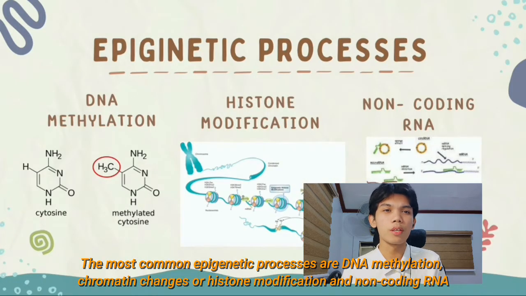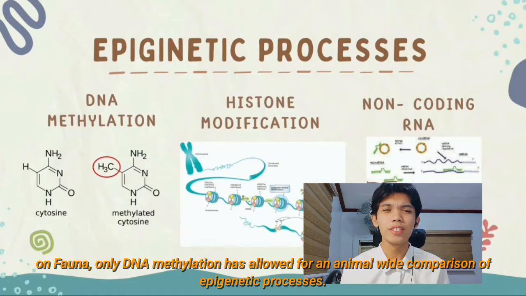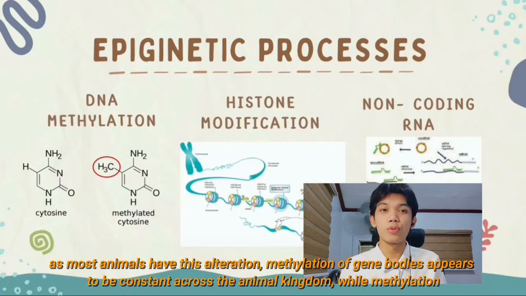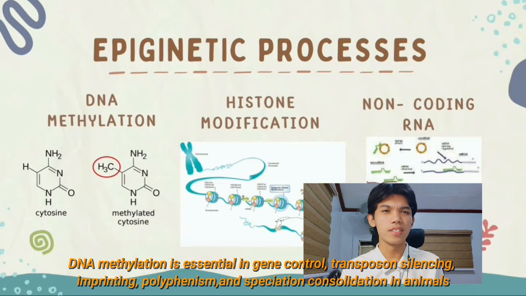The most common epigenetic processes are DNA methylation, chromatin changes or histone modification, and non-coding RNA. In fauna, only DNA methylation is available for an animal-wide comparison of epigenetic processes. As most animals have this alteration, methylation of gene bodies appears to be constant across the animal kingdom, while methylation of promoters and repetitive regions varies. DNA methylation is essential in gene control, transposon silencing, imprinting, polyphenism, and speciation consolidation in animals.